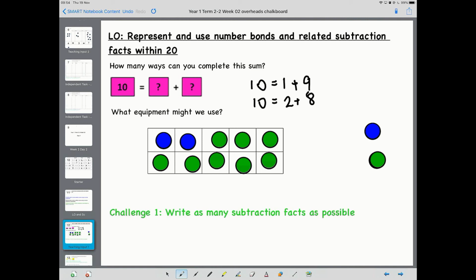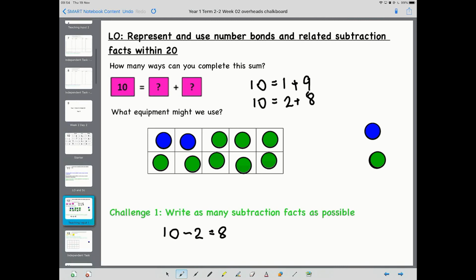So for example, we've got 10, and if we take away 2 blue, we would have 8 green left. That's the other way you can write it. Okay, so have a go at that, and when you're happy with that, you could go on to this second one.